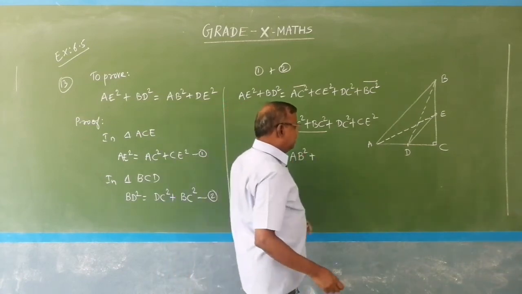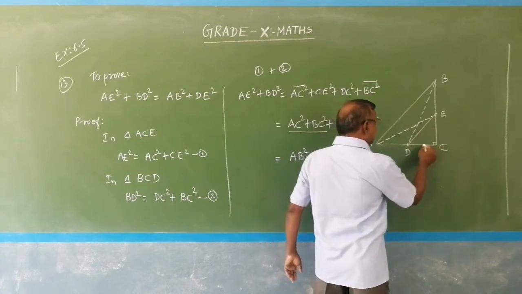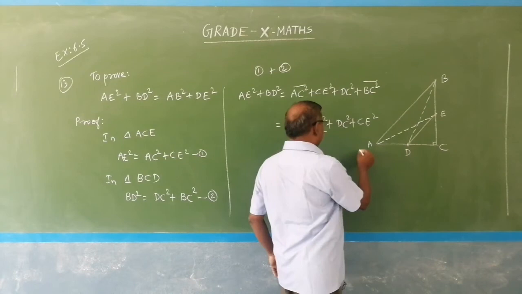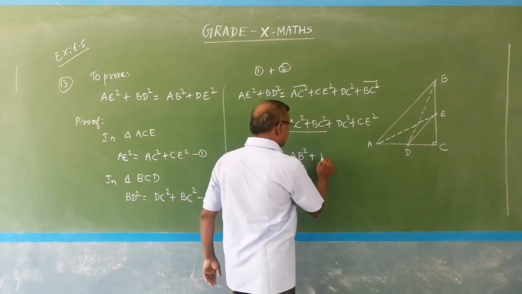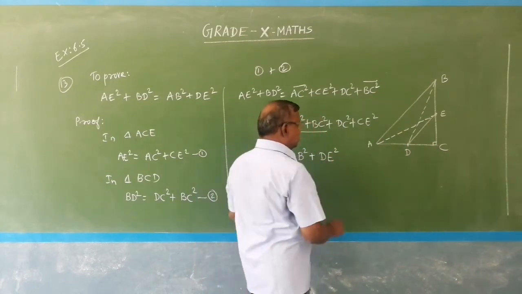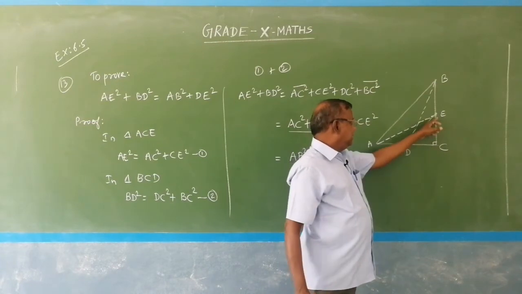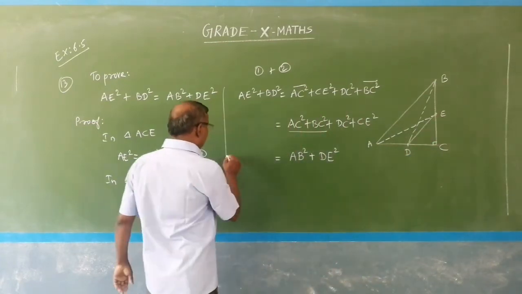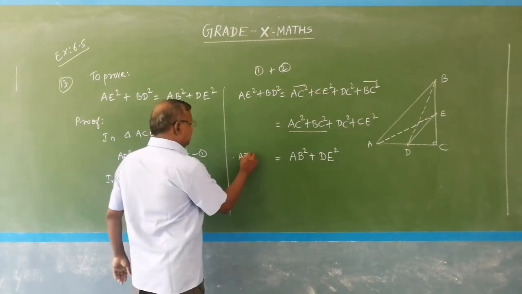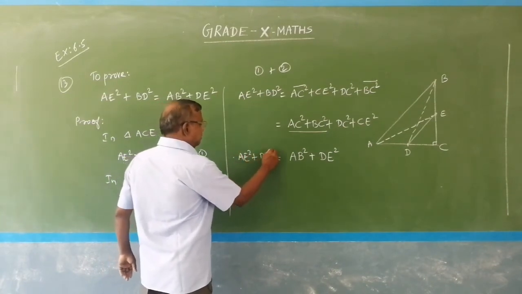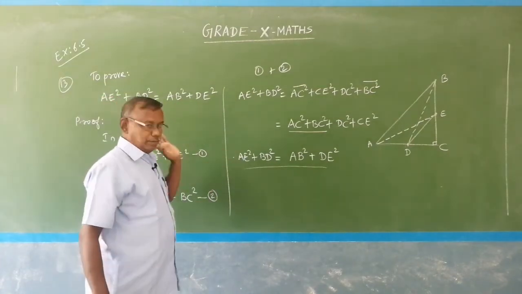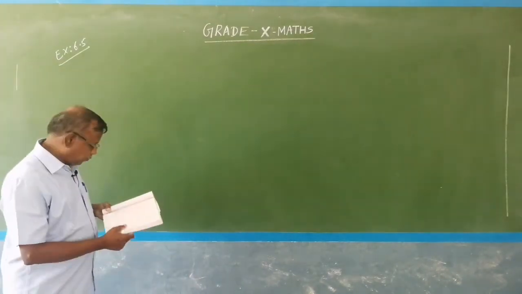And in triangle CDE, DC square plus CE square equal to DE square. It is a small right angle triangle DCE, in which DC square plus CE square equal to DE square. Therefore, AE square plus BD square equal to AB square plus DE square, which is what we needed to prove. Next, question number 14.